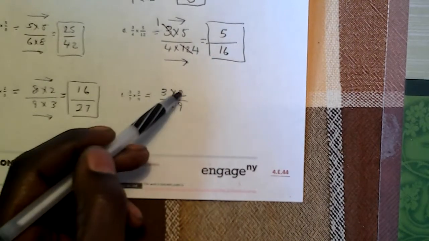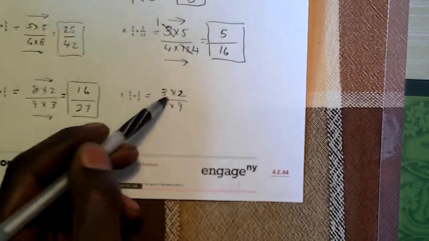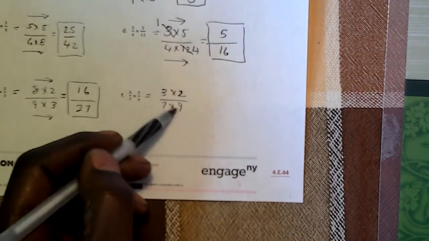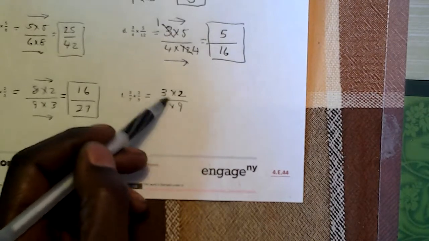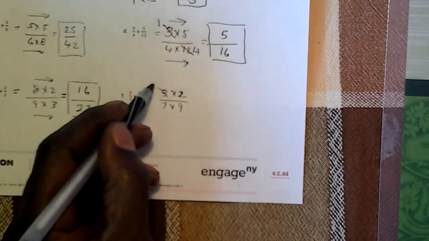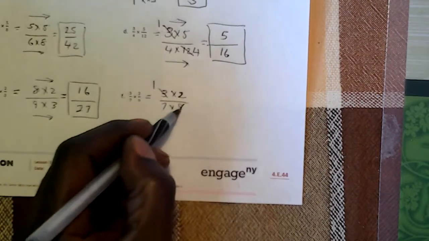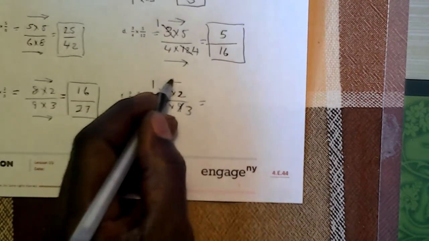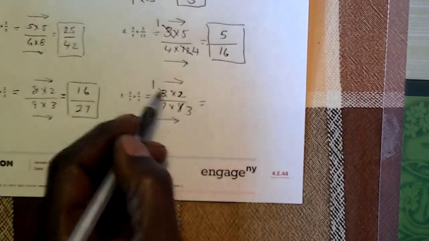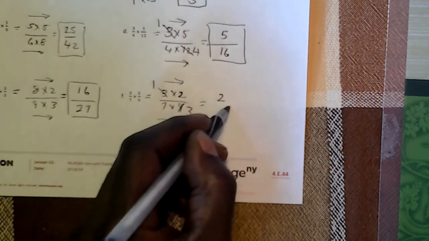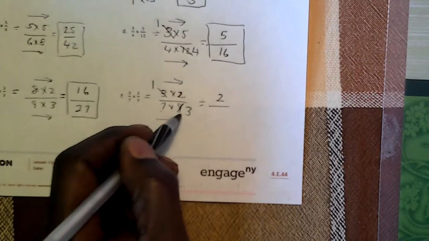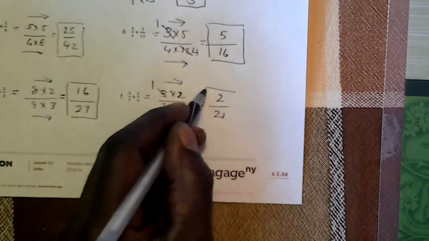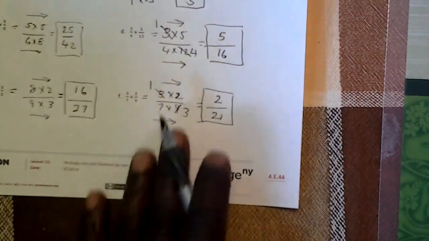So let's look at the numbers. Does 2 and 7 have a common factor? No, they don't. Does 3 and 9 have a common factor? Yes, they do. Both are divisible by 3, so 3 is the factor. So 3 divided by 3 is 1. 9 divided by 3 is 3. So we multiply across, and we have 1 times 2 is 2. 7 times 3 is what? 21. So our answer is 2/21, okay?